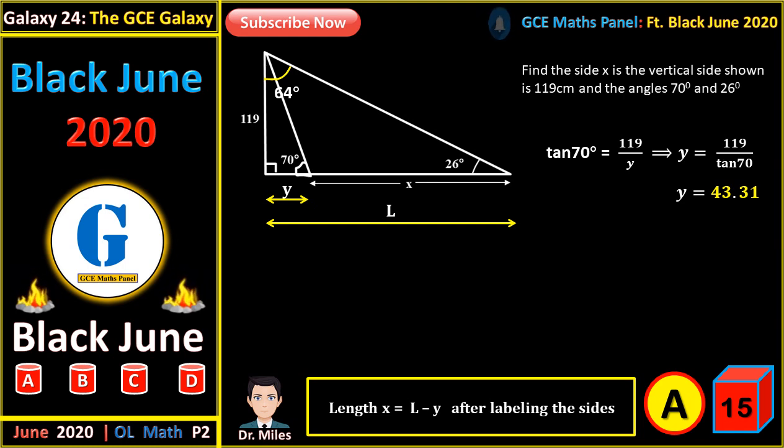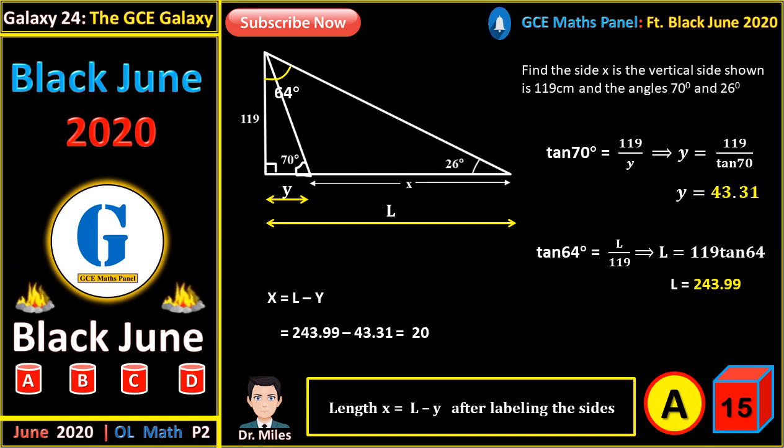So for L, we are going to use the other triangle complete. That remaining angle there is 64 degrees from 180. Since this other angle here is 26, the remaining one there should be 64. So in this case now, using this opposite side, since you don't know the hypotenuse, tan 64 degrees will be equal to L on 119. And our L is 119 times tan 64, which is 243.99. From here, our x will be equal to L minus y, which should be equal to 206.68 units. That is centimeters.